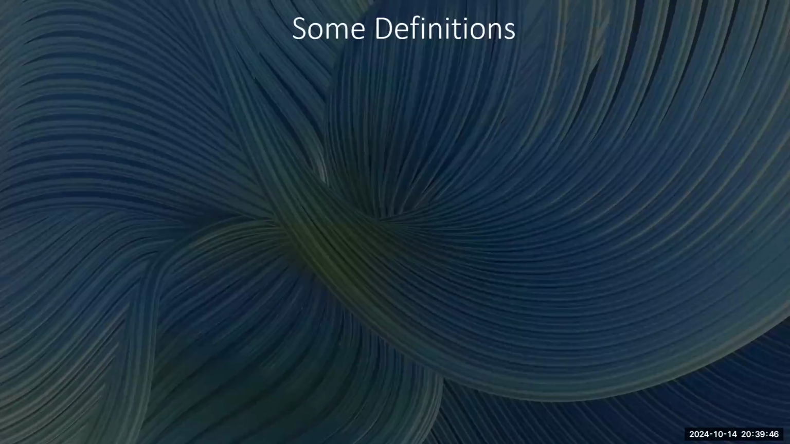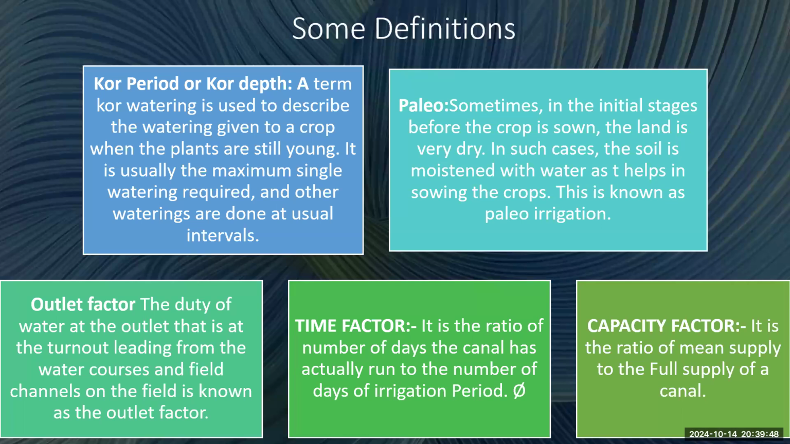Now we are going to discuss some of the definitions. The first is the core period or core depth. The term core period or core depth is used to describe the watering given to the crop when the plants are still young. It is usually the maximum single watering required, and other waterings are done at usual intervals. So that is called the core period.